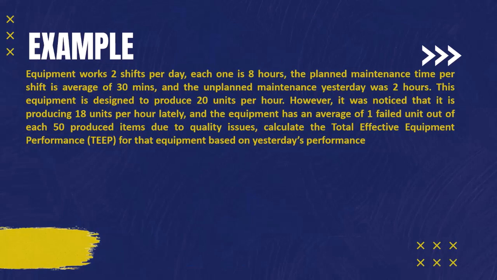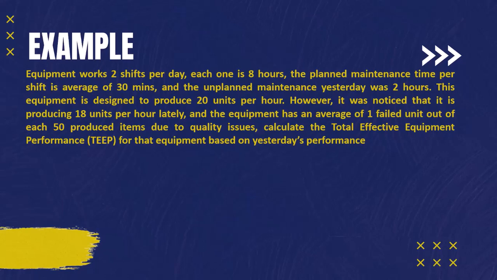Here we have an equipment working 2 shifts per day. Each one is for 8 hours. The planned maintenance time per shift is an average of 30 minutes, and the unplanned maintenance yesterday was 2 hours. This equipment is designed to produce 20 units per hour. However, it was noticed that it is producing 18 units per hour lately, and the equipment has an average of 1 failed unit out of each 50 produced items due to quality issues. Calculate the total effective equipment performance for that equipment based on yesterday's performance.